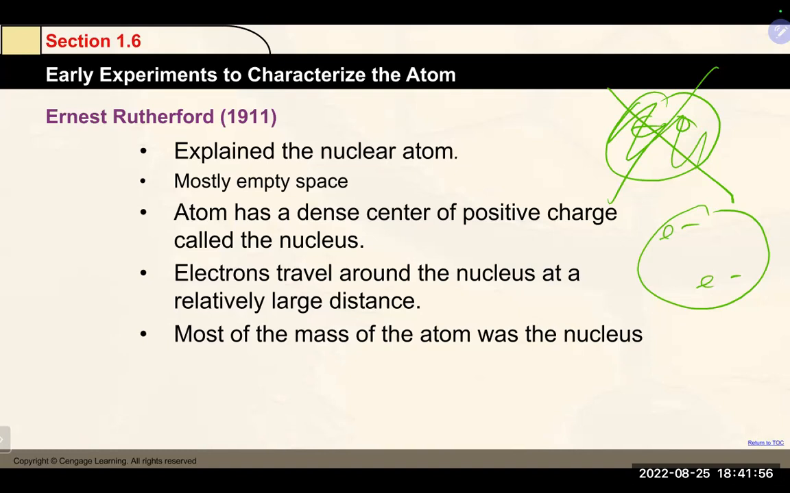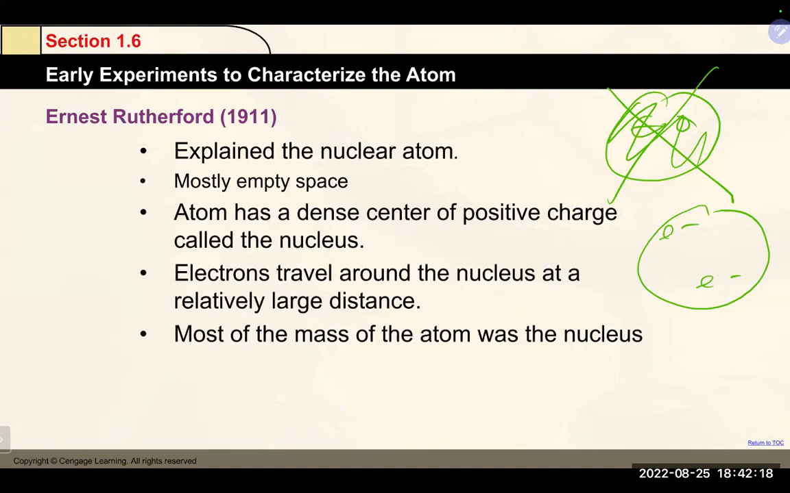And the last major difference between the two models was this. In the plum pudding model, they thought that the electrons were pretty much the majority of the mass of the atom, and they no longer believe that at this point. They believe that it's actually the nucleus that made up most of the mass of the atom.